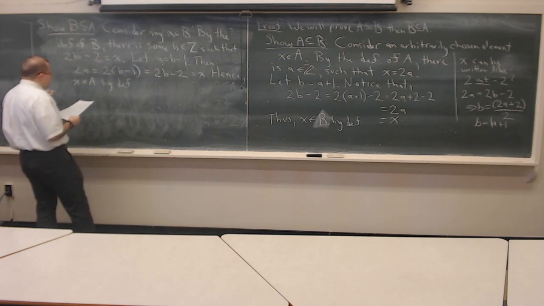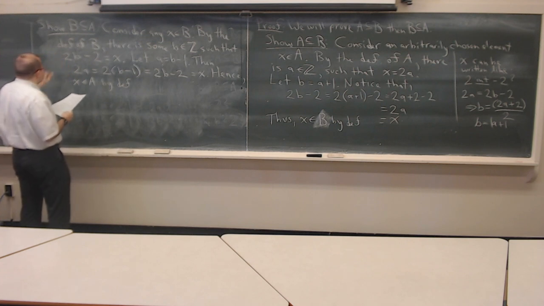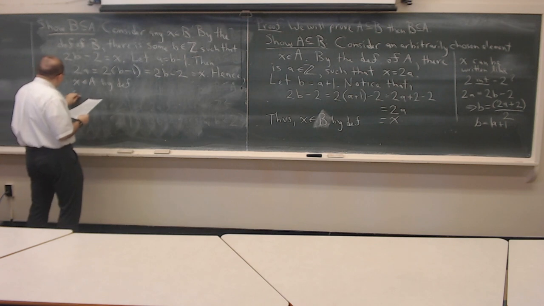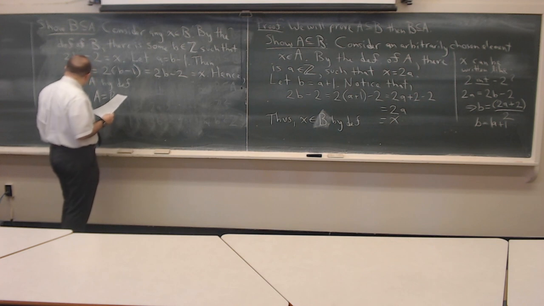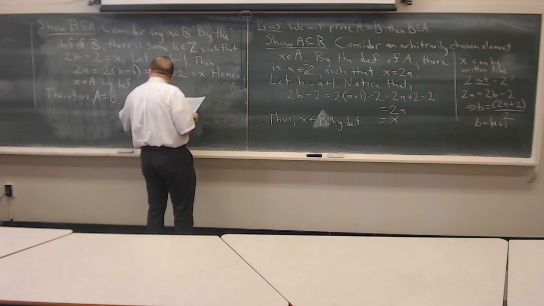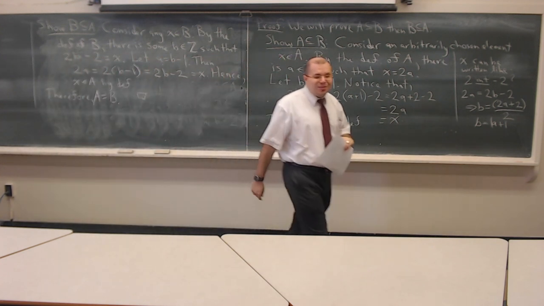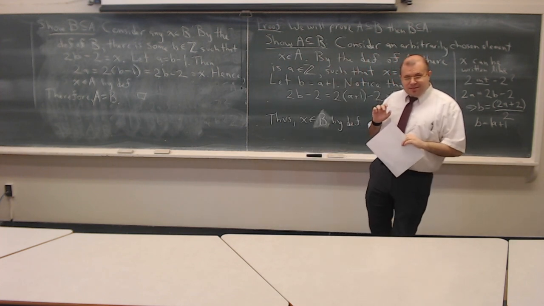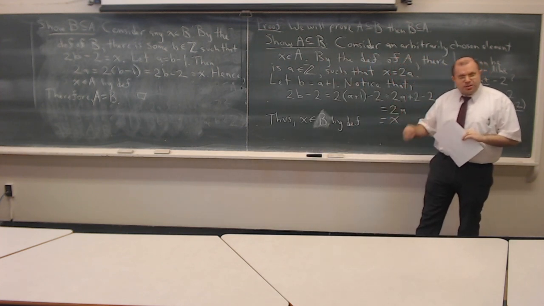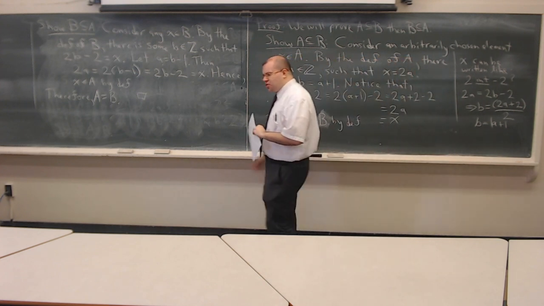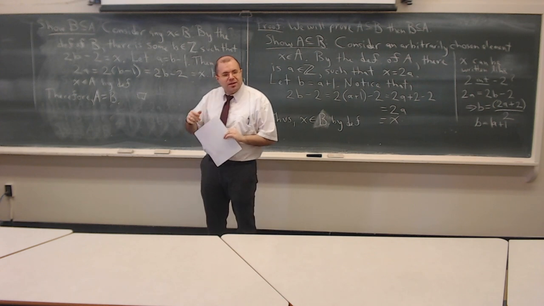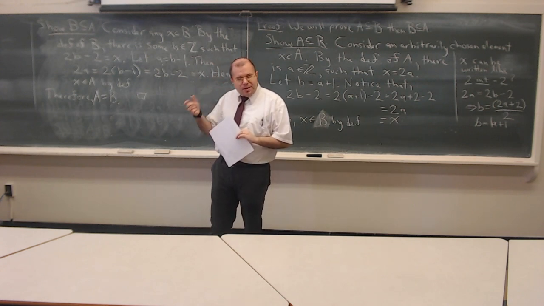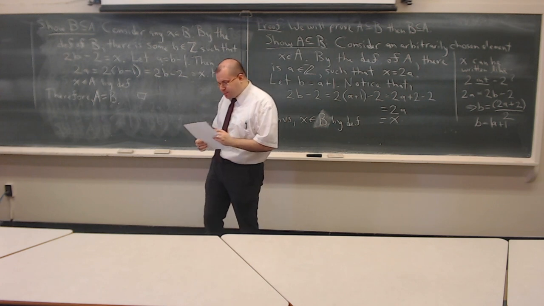Therefore, because we're done, I've shown this. Therefore, A equals B. And we're done. End of proof. So all I did was use the definitions, and I used this idea of the element argument. Remember, this is all just the definitions. There's nothing special about that particular kind of argument. I'm just proving a statement like we've had in the past.